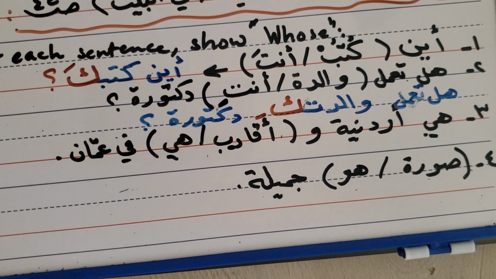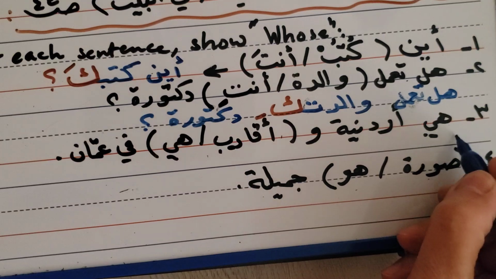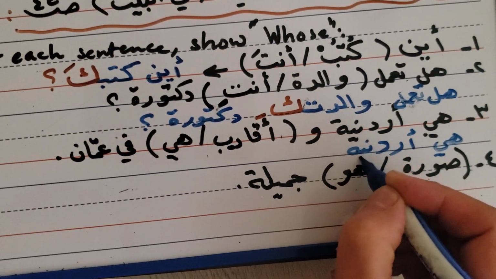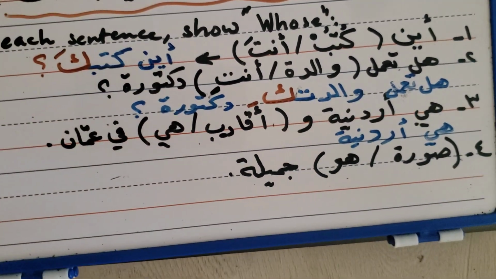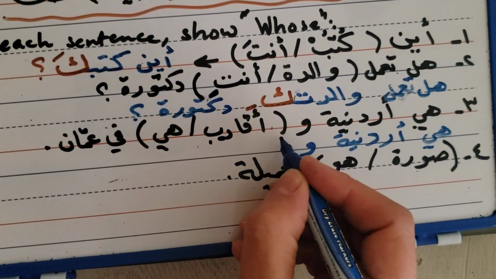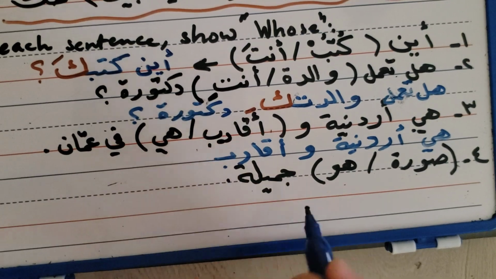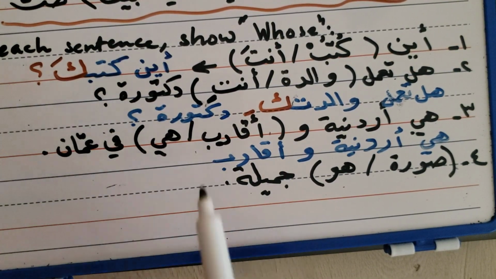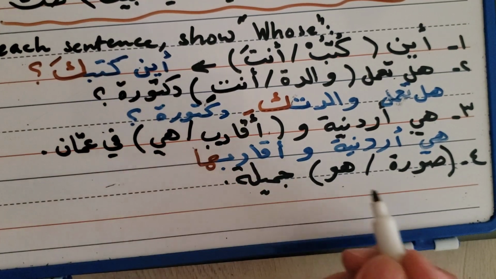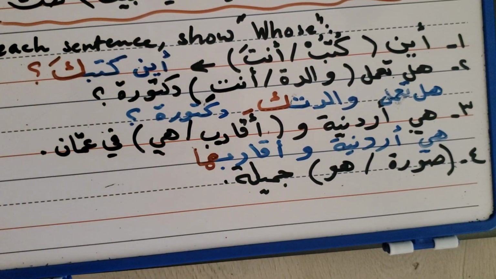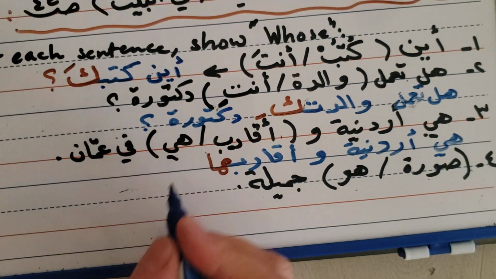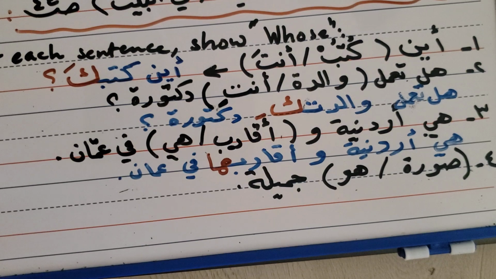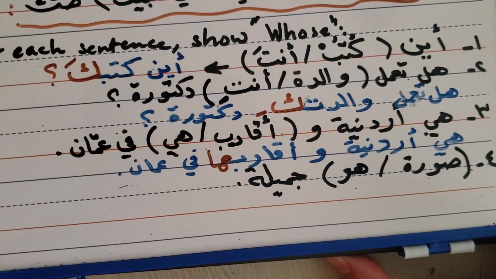So how are we going to say that? So we say هي أردنية. She is Jordanian. We're talking about the female here. And her relatives وأقارب, and then instead of هي, we're going to put ها. أقاربها. Her relatives. أقاربها في عمان. They are in Amman. في عمان.